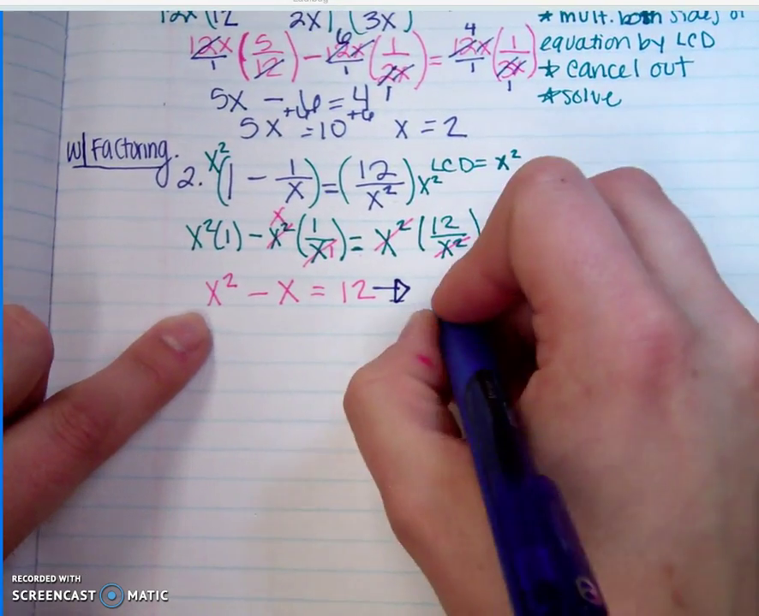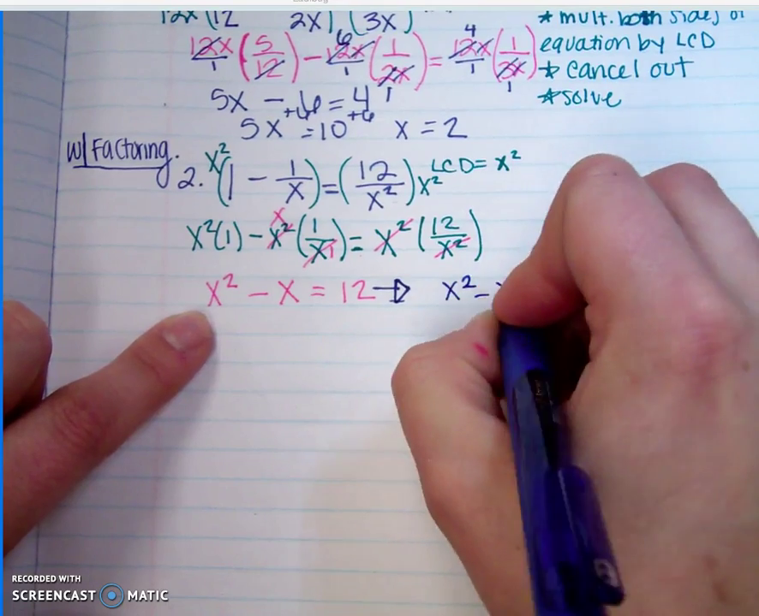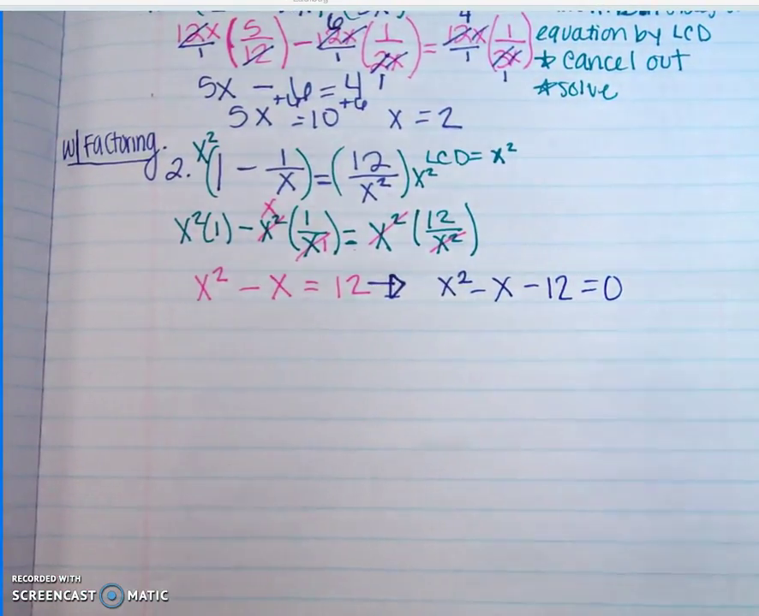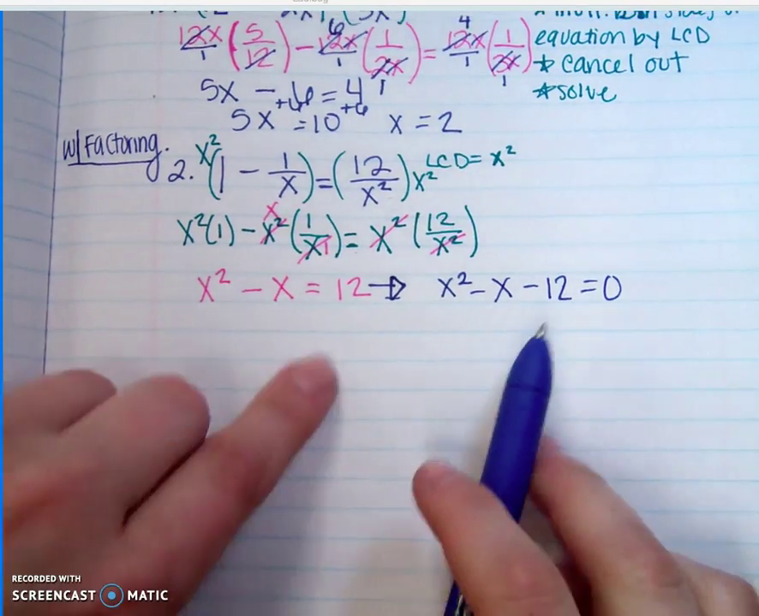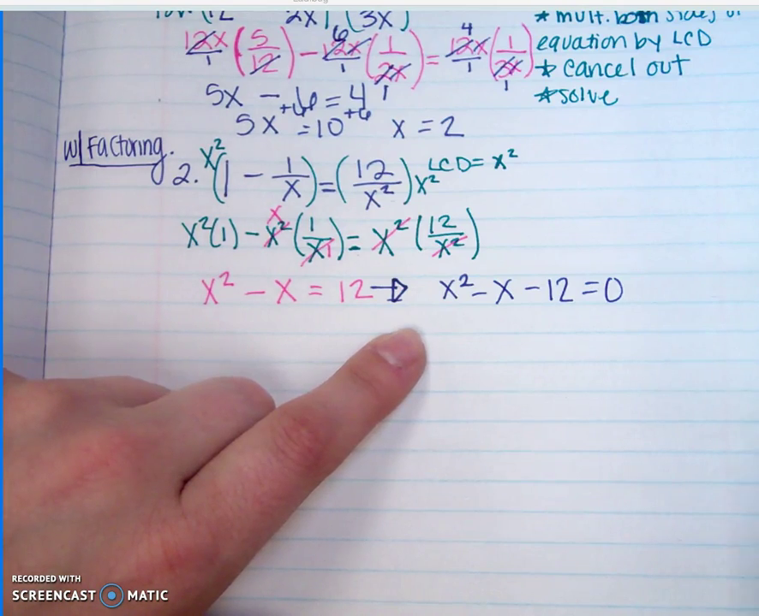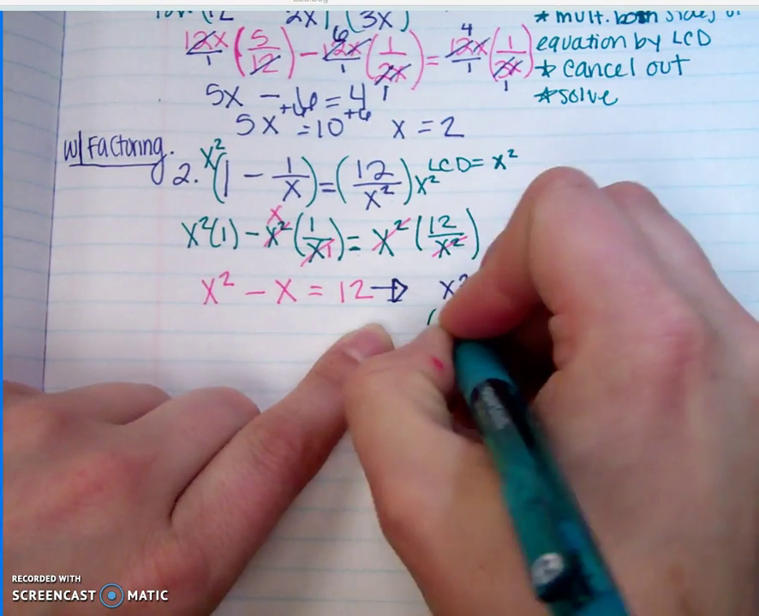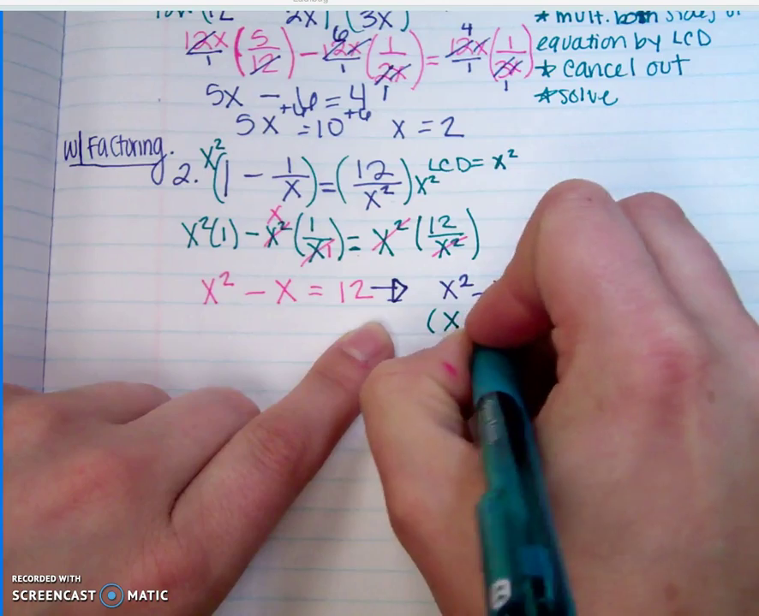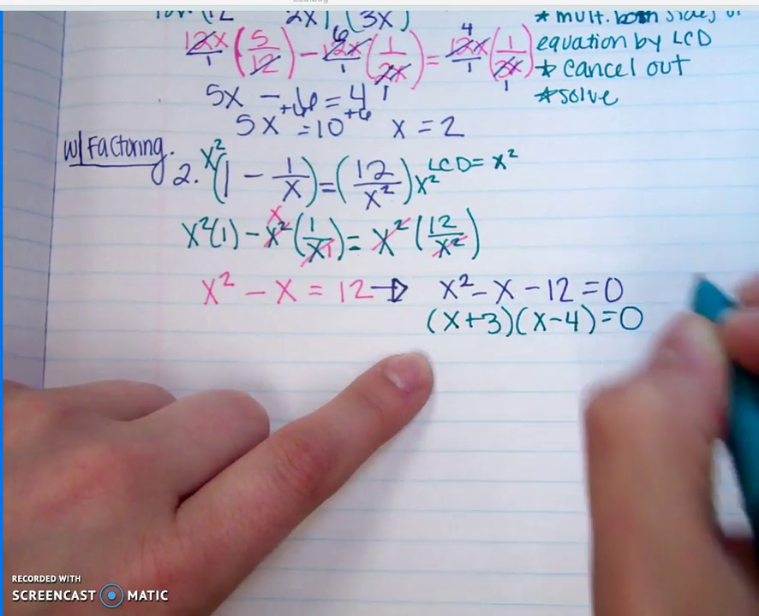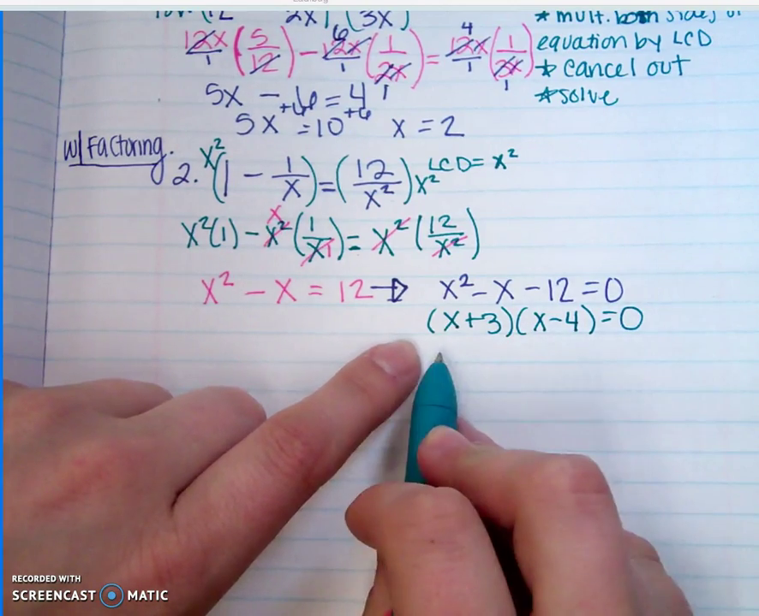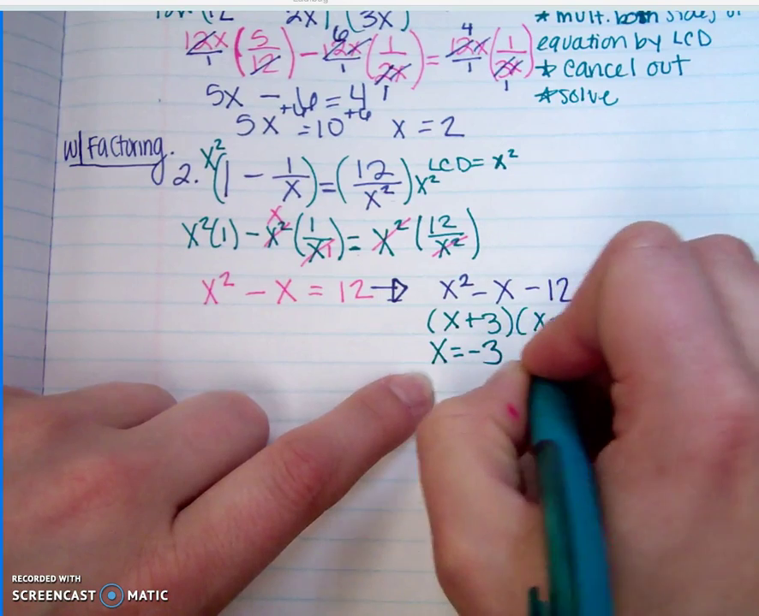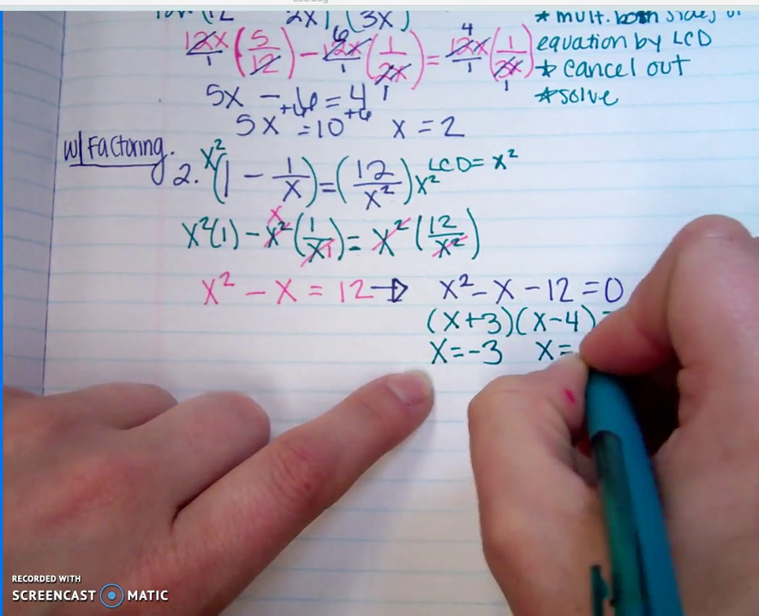So I'm going to have x squared minus x minus 12 equals 0. And then I can factor: what multiplies to negative 12 but adds to negative 1? Well, that's going to be x plus 3 and x minus 4. Set each of those equal to 0, just like we've done in the past. x equals negative 3, x equals positive 4.